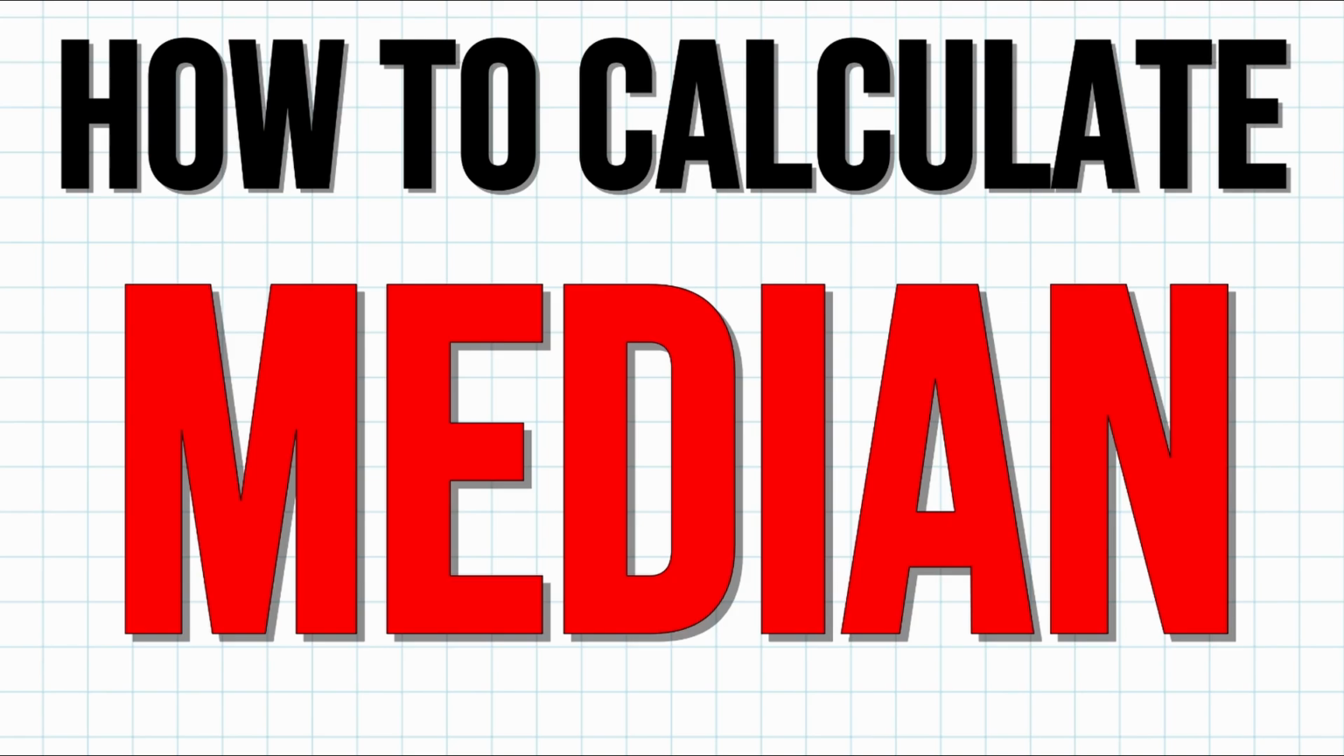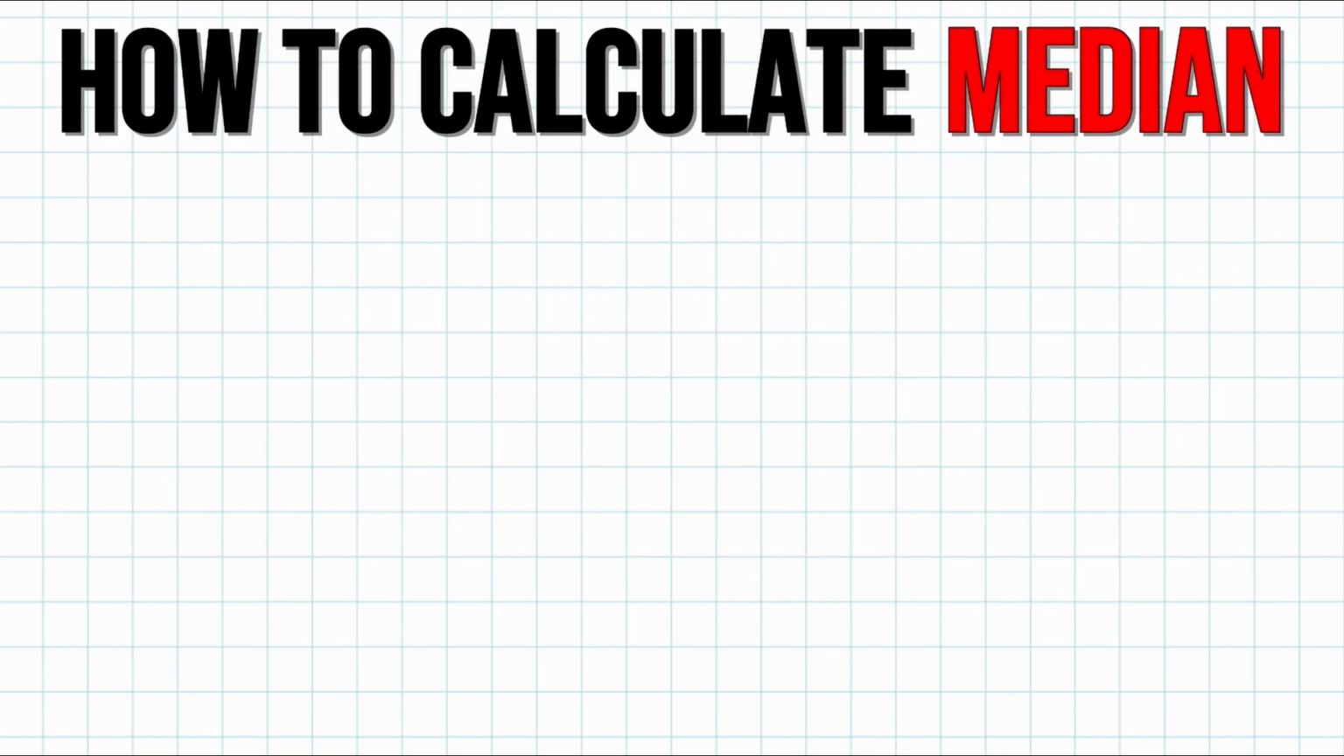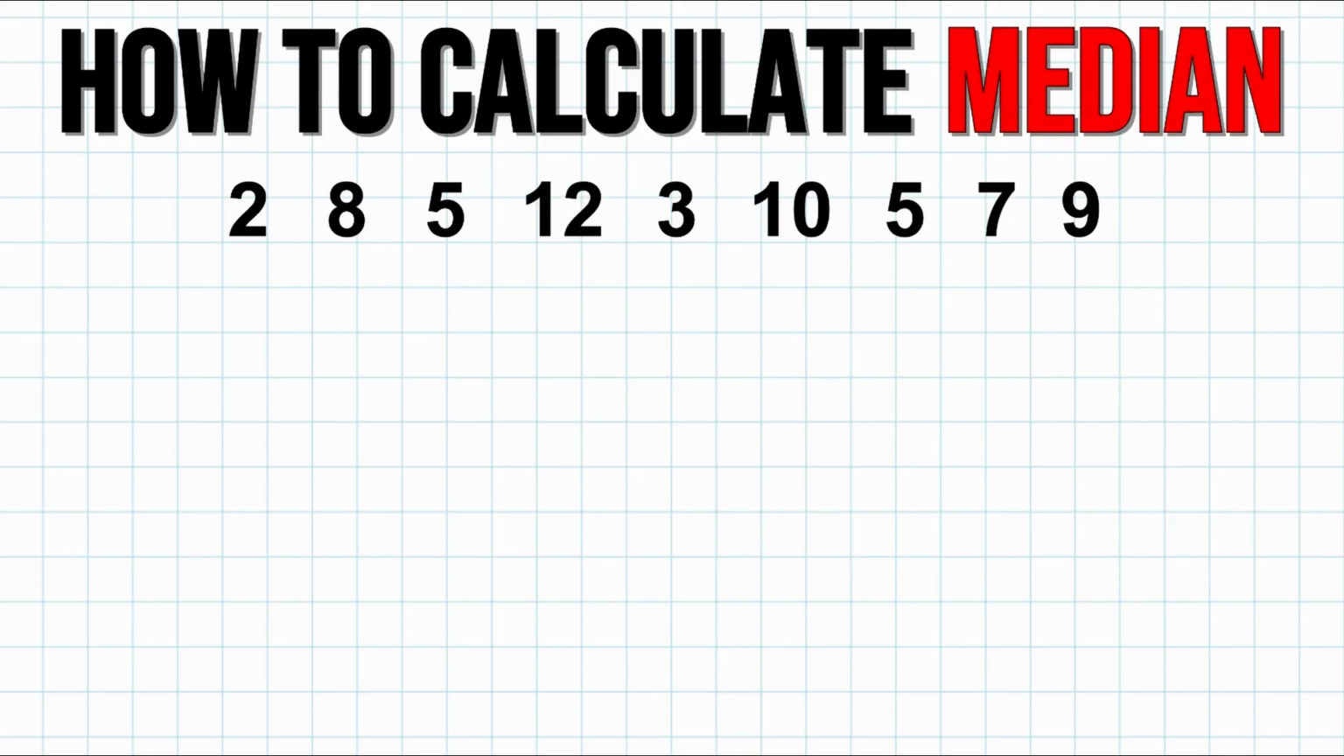In this video, we're going to learn how to calculate the median. So the first thing we need is a set of numbers. So here we have a random set of numbers: 2, 8, 5, 12, 3, 10, 5, 7, and 9. Now calculating the median, think of it like the median in a highway.